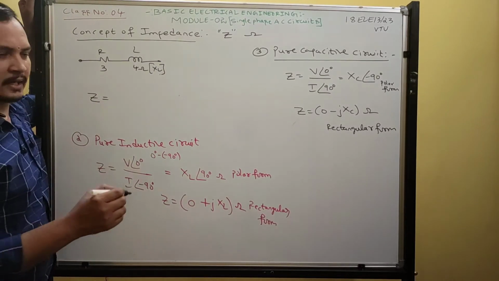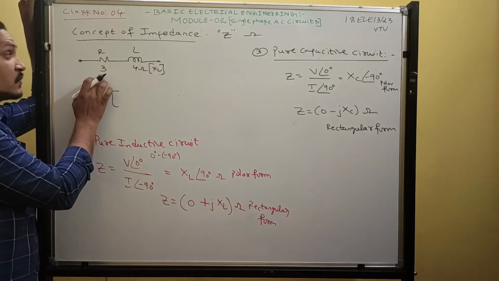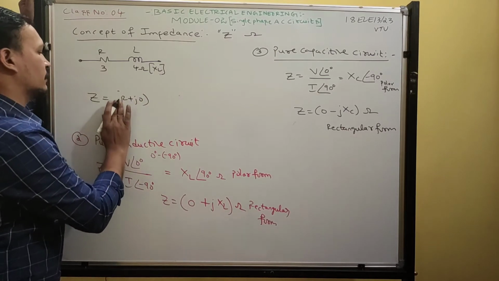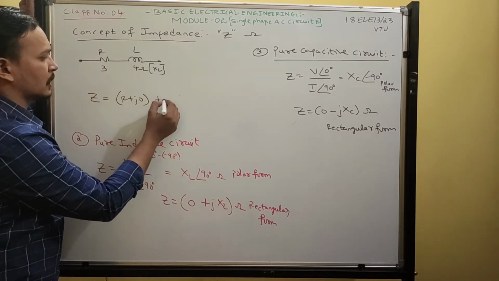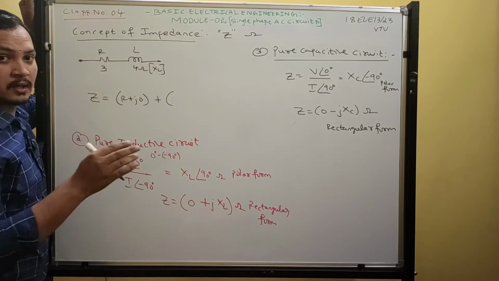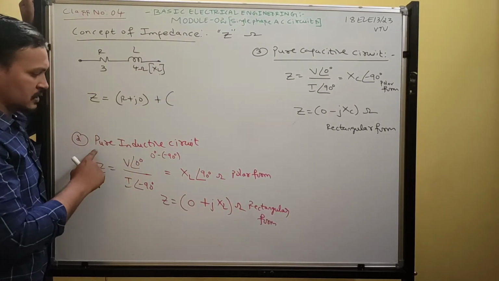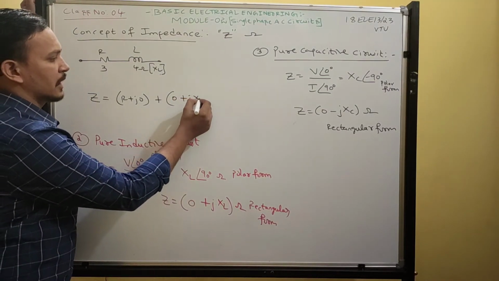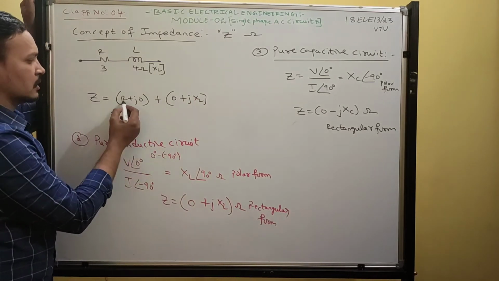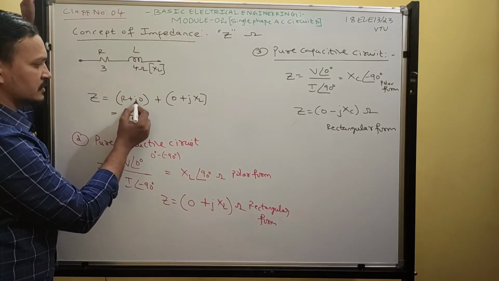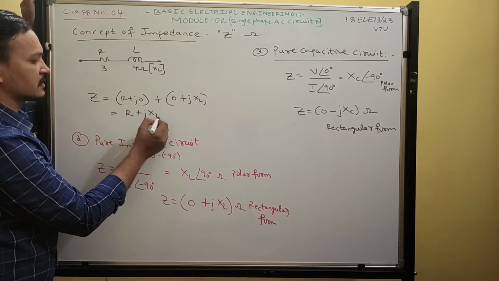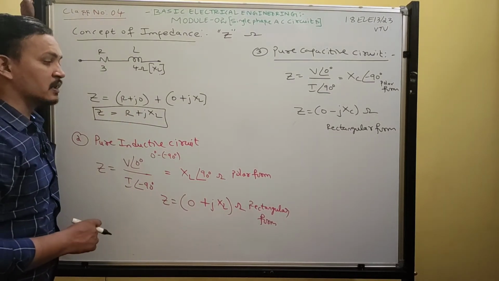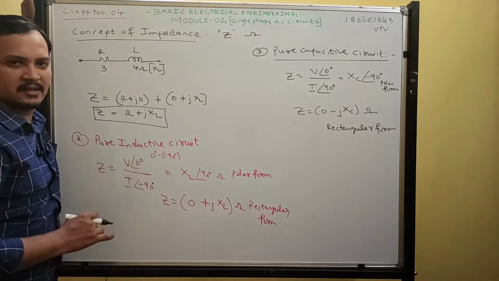Now I have represented it in rectangular form. What is the impedance in rectangular form for the resistor only? R plus J0. Then, since it is in series, you write plus. What is the impedance in rectangular form for a pure inductive circuit? 0 plus J XL. Now you simplify this. R plus 0, R only. Plus J0 plus J XL, that is J XL. So this is the impedance for a series RL circuit: R plus J XL. Got it?